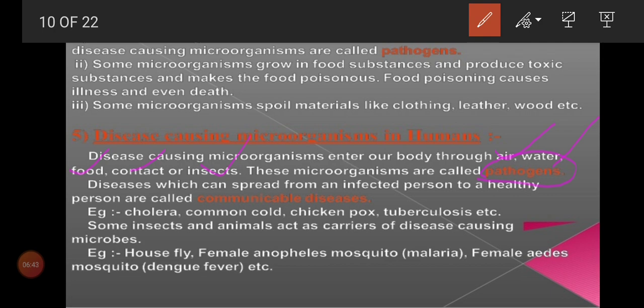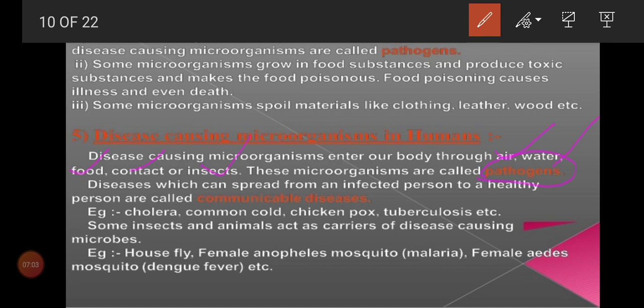So what are the sources of entering microorganisms into our body? It might be air, water, food, contact, insect. So you want to remember all those 5 entry paths of the microorganisms. Through this entry only microorganisms will enter into our body. For all those things I'll give examples.